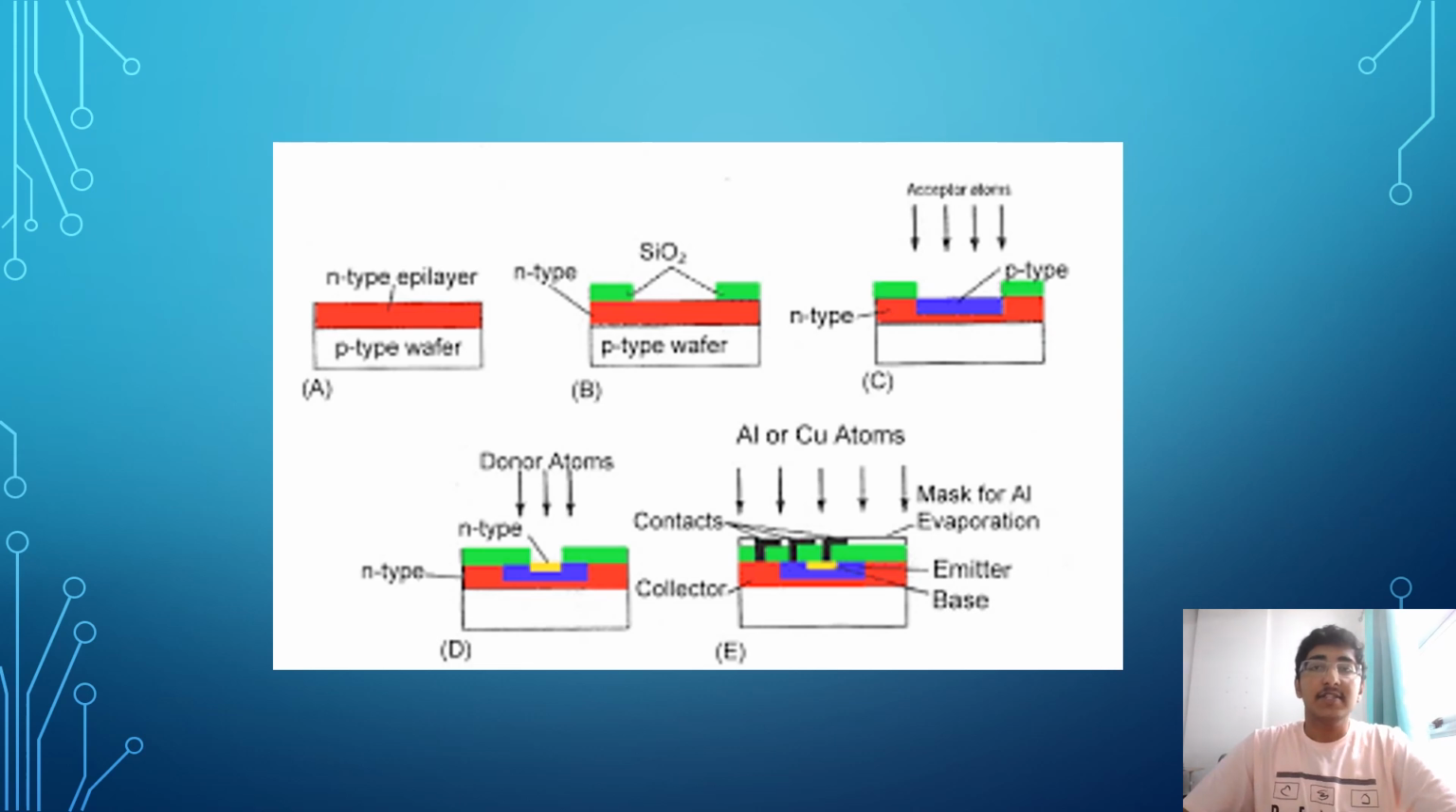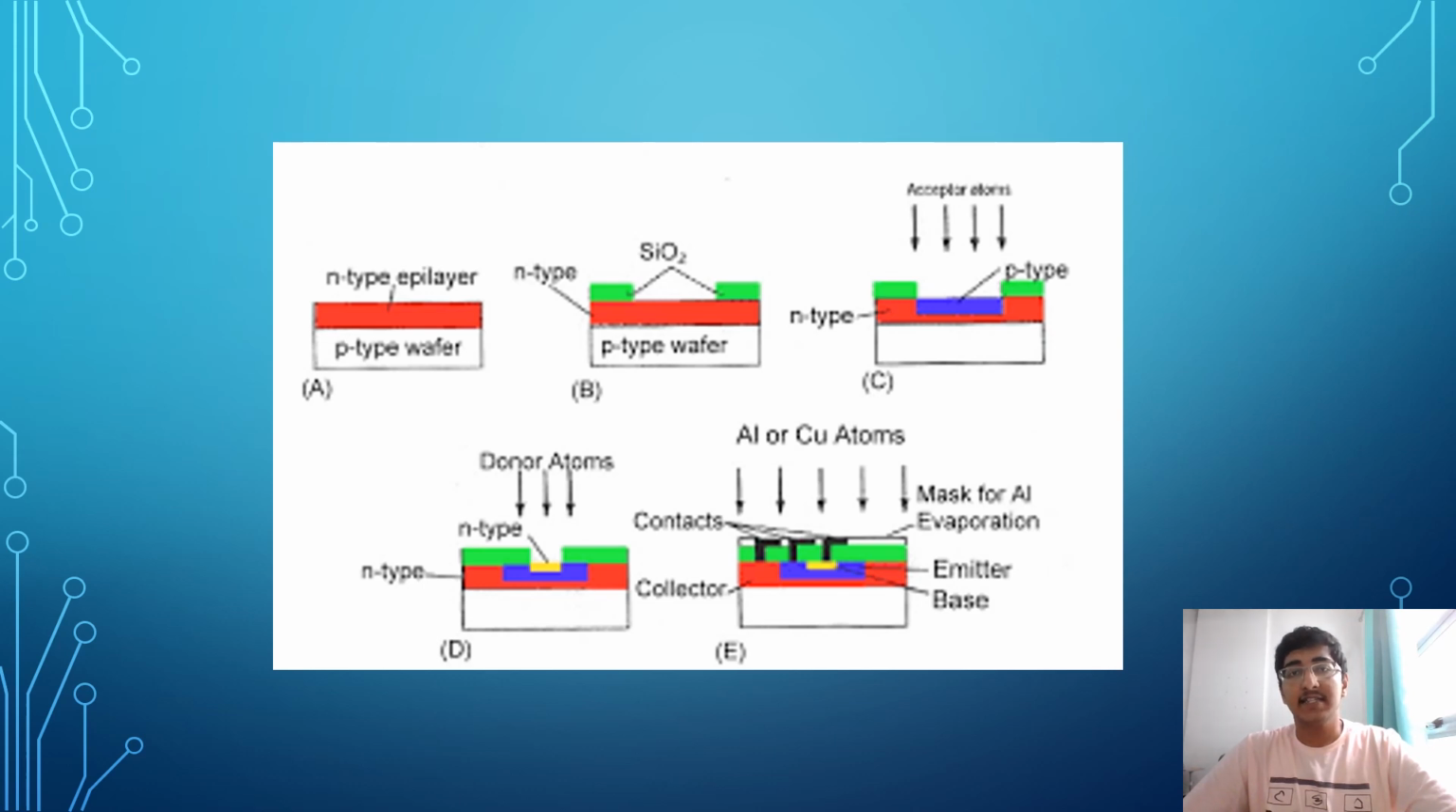After the process of etching is done, we move on to making a transistor. In this, a p-type wafer, that is silicon doped with boron, has an epi layer of n-type, that is silicon doped with phosphorus and arsenic. A mask is then used to implant silicon dioxide for the insulator.